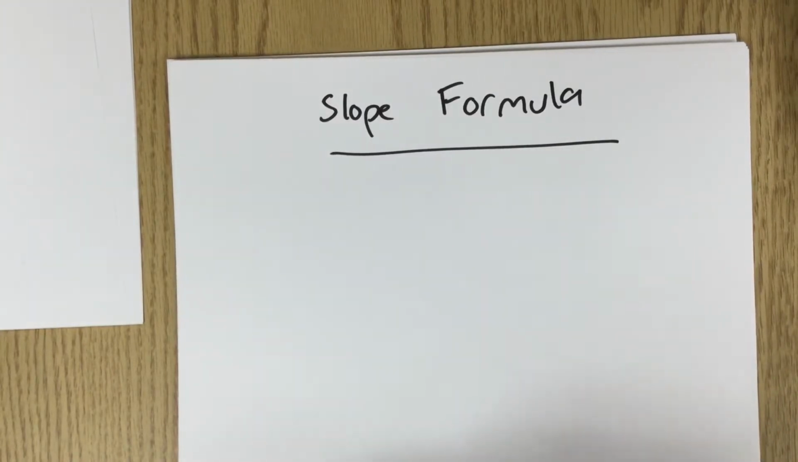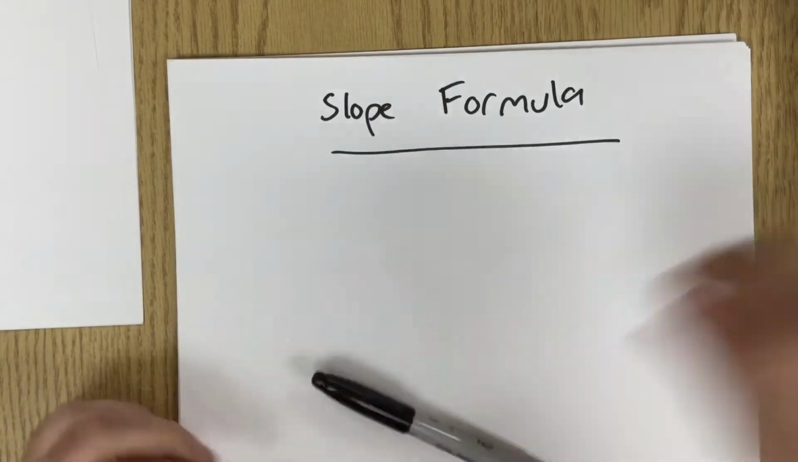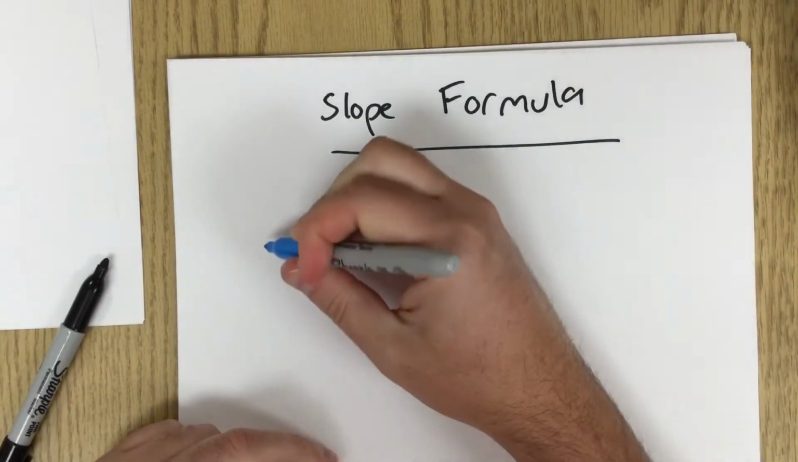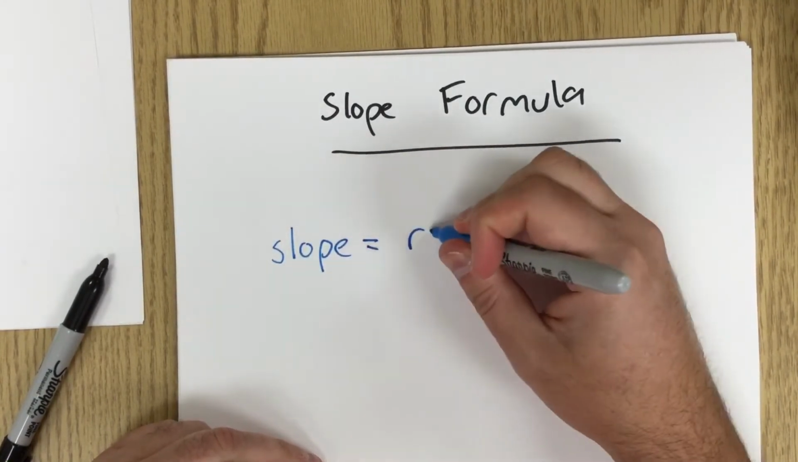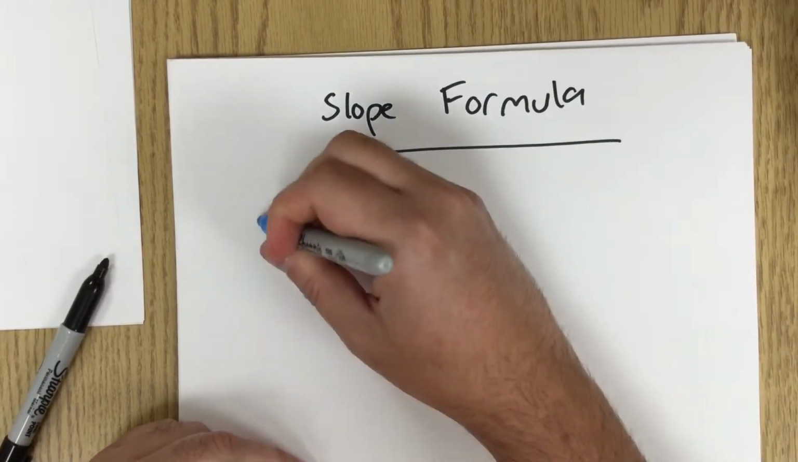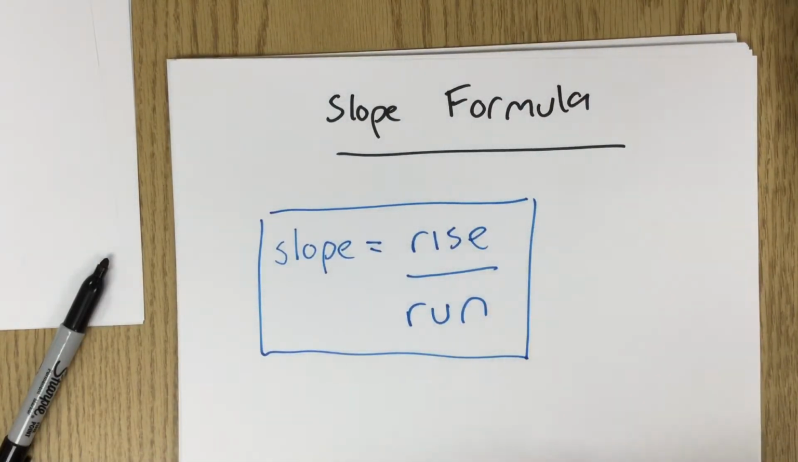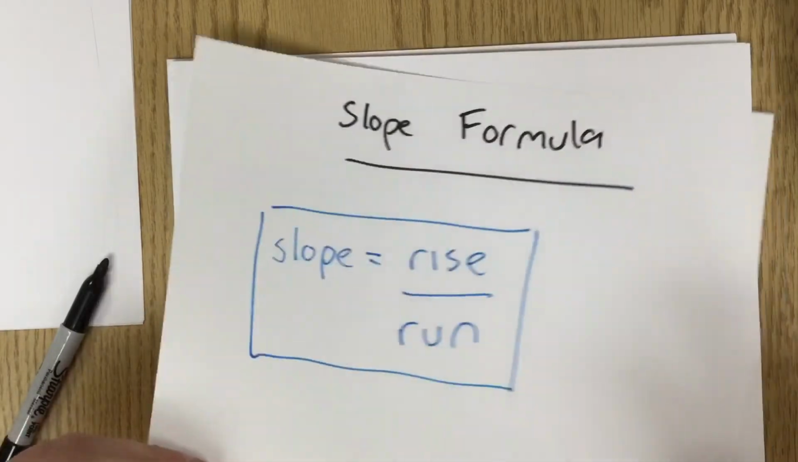We have a formula for slope, and I'm going to give it to you right now. I'll do it in blue, this will look awesome. Slope equals rise over run. And that's the formula. We're going to be using that formula a bunch, so keep it off to the side somewhere. We're going to come back to that one.